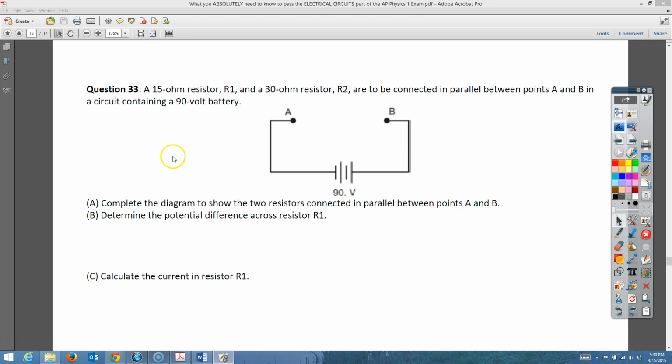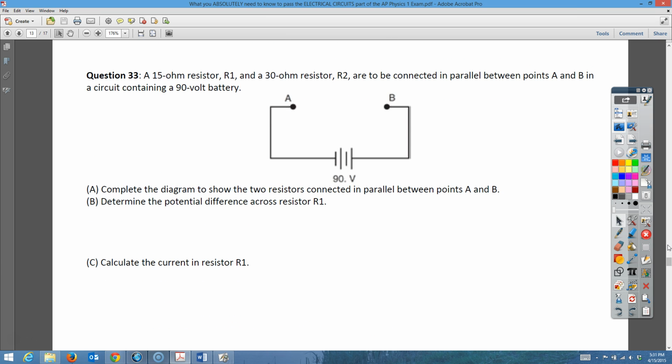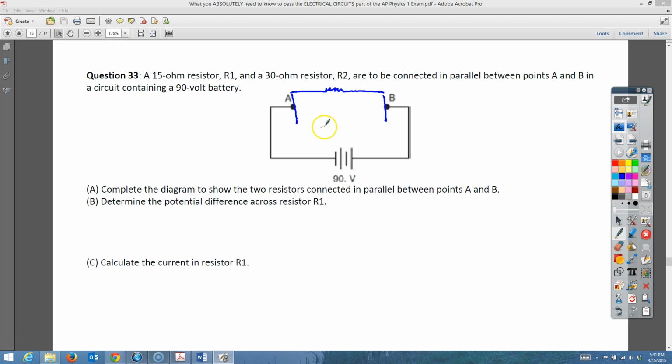Let's go ahead and take a look at the first problem, which is question number 33. It says a 15 ohm resistor R1 and a 30 ohm resistor R2 are connected in parallel between points A and B. They want us to complete the diagram. To complete the diagram, the easiest way is to make a double line like this, and then put one resistor on top and another resistor on the bottom. Here we know that one of these is R1 and the other one is R2.